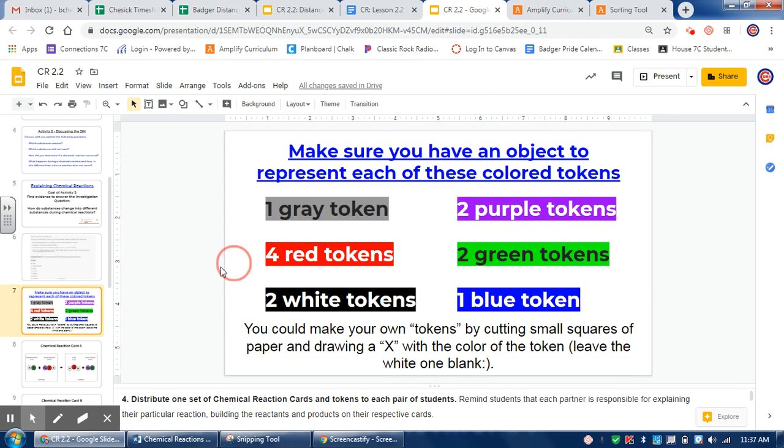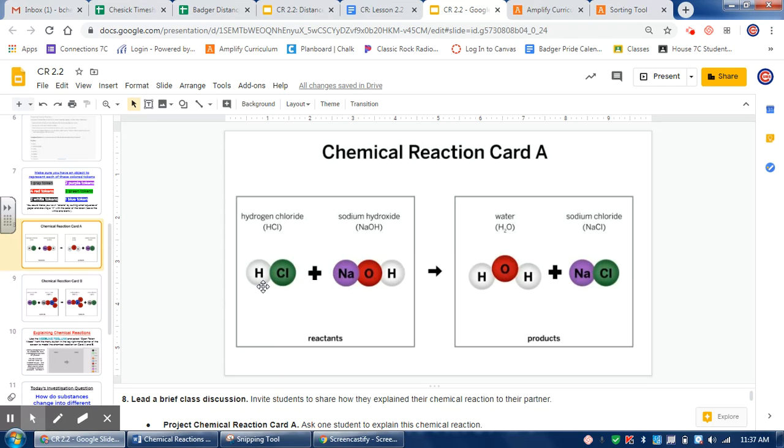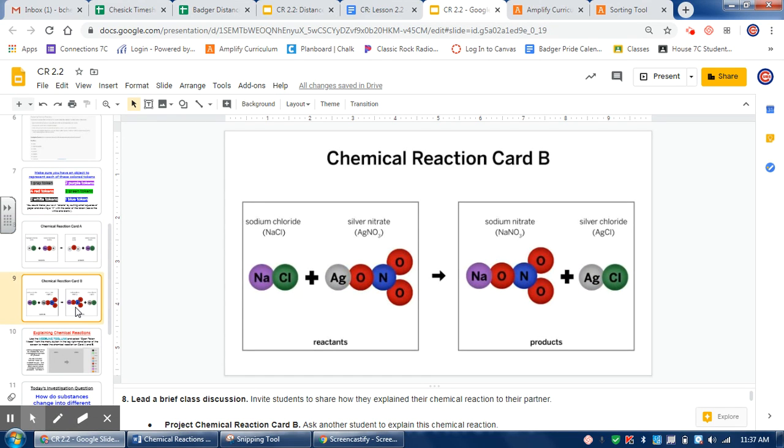Okay, so what you're going to try to do is, you do not have tokens at home. So what we're going to need to have you do is use everyday objects to represent the different atoms that are involved in the chemical reactions that you're going to use. So I have this in the slideshow, but here's chemical reaction card A. Here's chemical reaction card B. So what you're going to do is use everyday items.